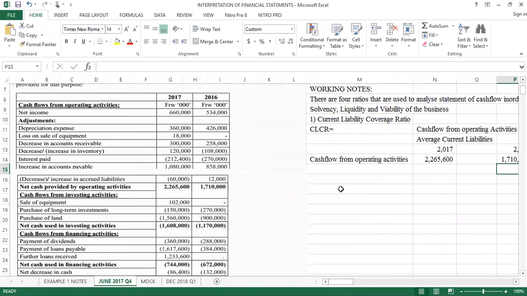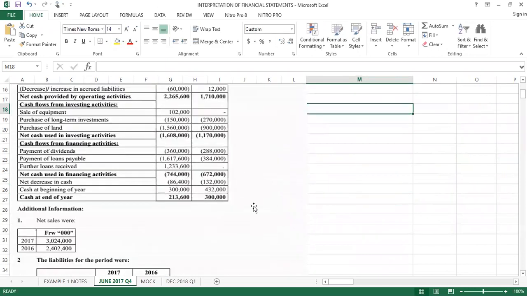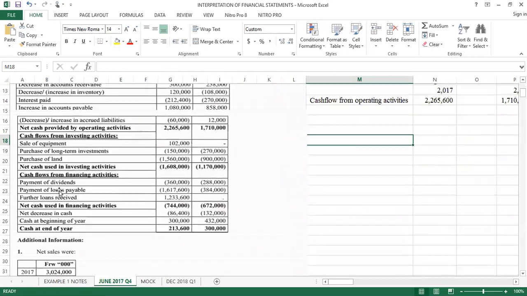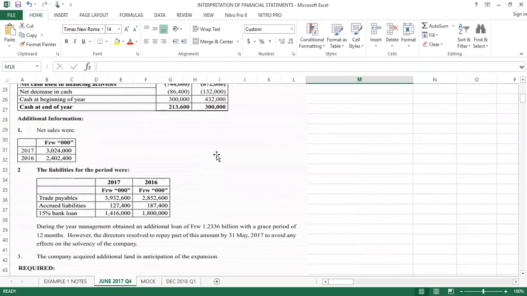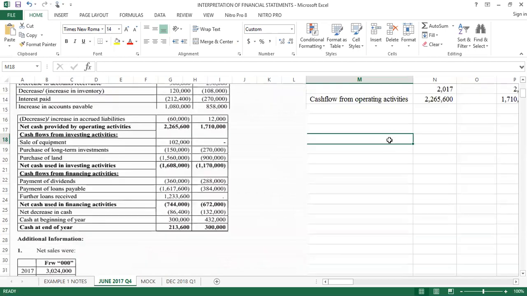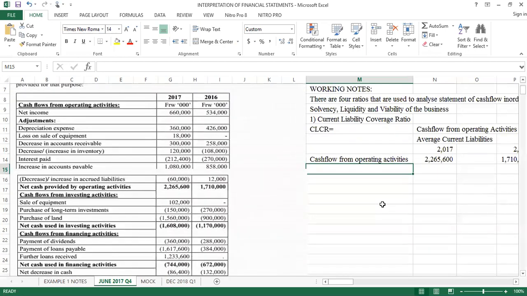Were we given current liabilities anywhere? Somebody check for me. Okay, on 2, thank you. The liabilities for the period are trade payables, accrued, and the 15% bank loan. Remember, this 15% bank loan is a non-current liability. So what are the current liabilities? Current liabilities are these.